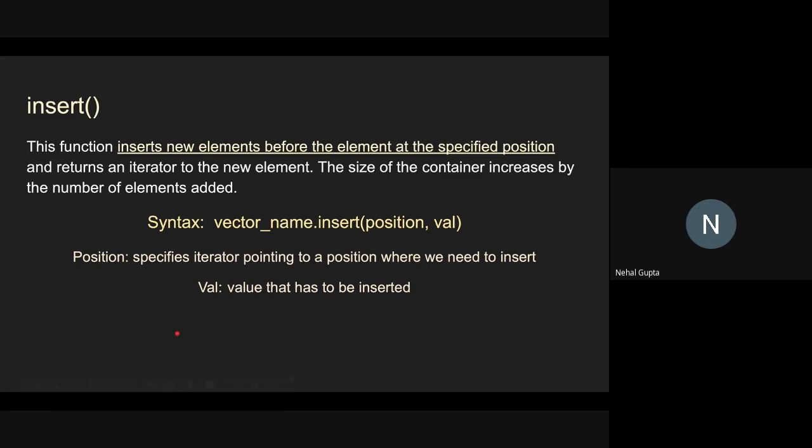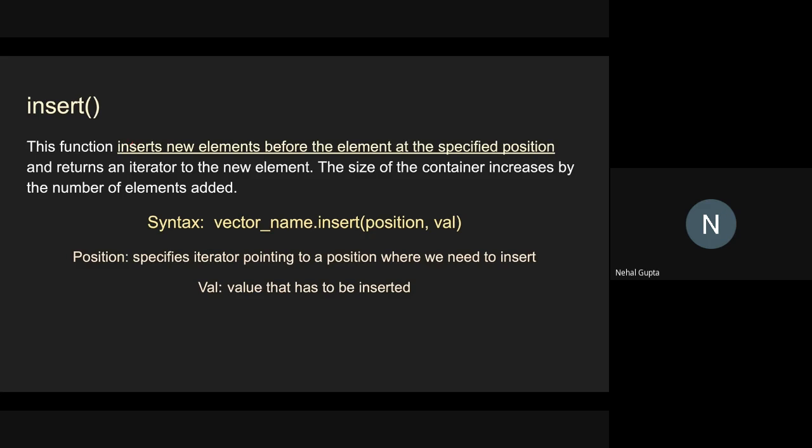Yeah, so the insert function inserts new elements before the element at the specified position. So if we want to insert an element at the second position in the vector, then that element will be inserted before the second position. I'll illustrate that point through an example later. So what happens is, first of all, the size of the container increases by the number of elements added, and the function will return an iterator to the new element.